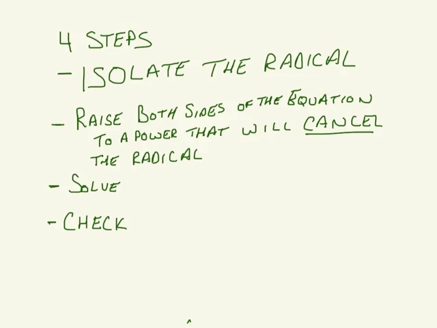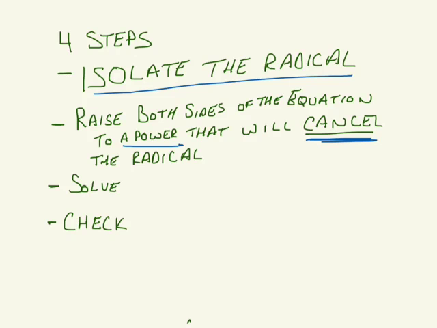We have 4 steps that we want to complete to solve any kind of equation that has a radical in it. And the first step is going to be to isolate the radical. It's very important to isolate the radical. If you don't get the radical by itself, when you get down to this next step and you start squaring both sides, you're not going to get rid of the radical. After you isolate the radical, you want to raise both sides of the equation to a power that will cancel, and it's very important that it's the right power.